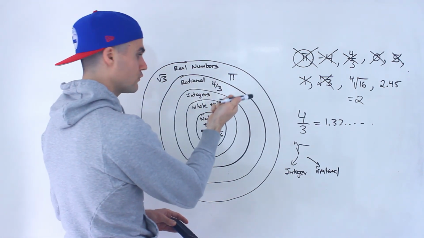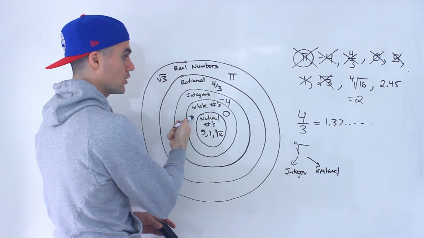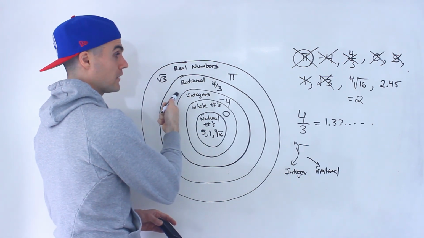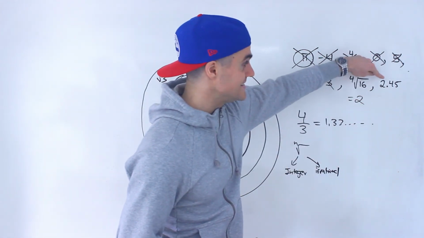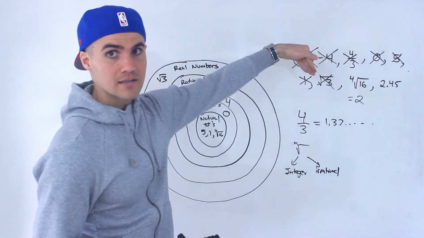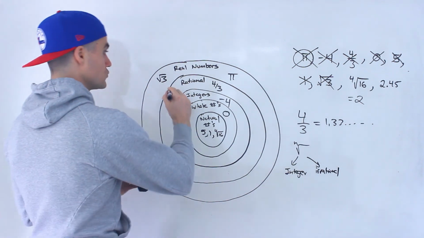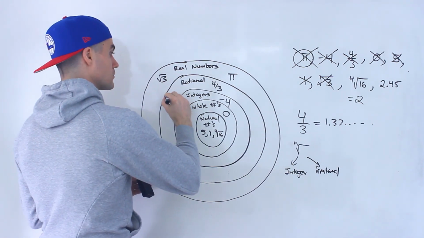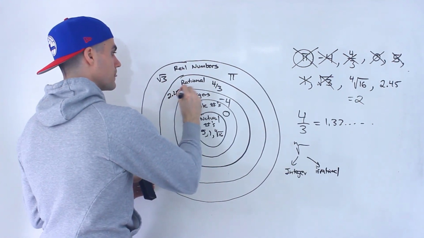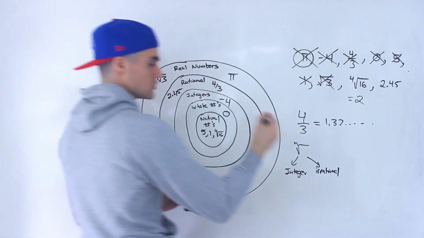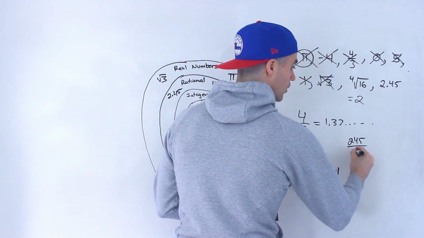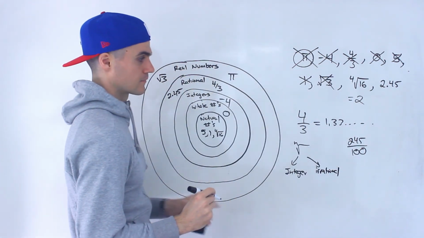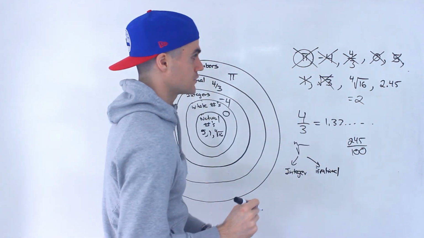And then 2.45, is it a natural number? No. Whole number? No. Integer? No. But it is a rational number. It is a decimal that terminates, that stops. So 2.45 would be a rational number. It would go over here. Right? 2.45 can be written as 245 over 100. Right? A fraction of integers.